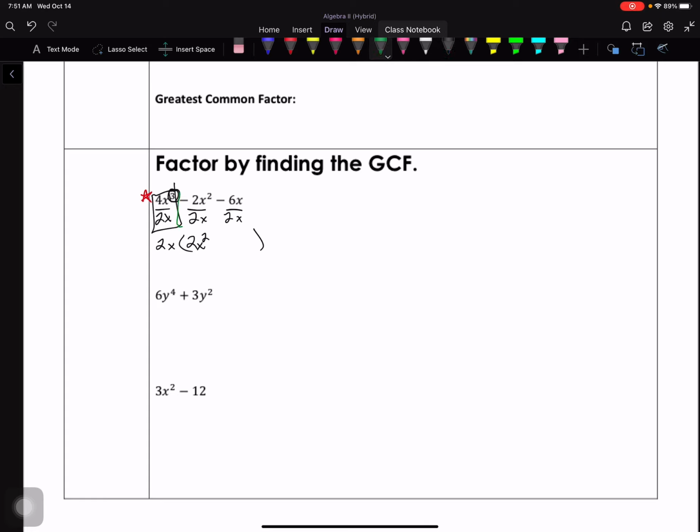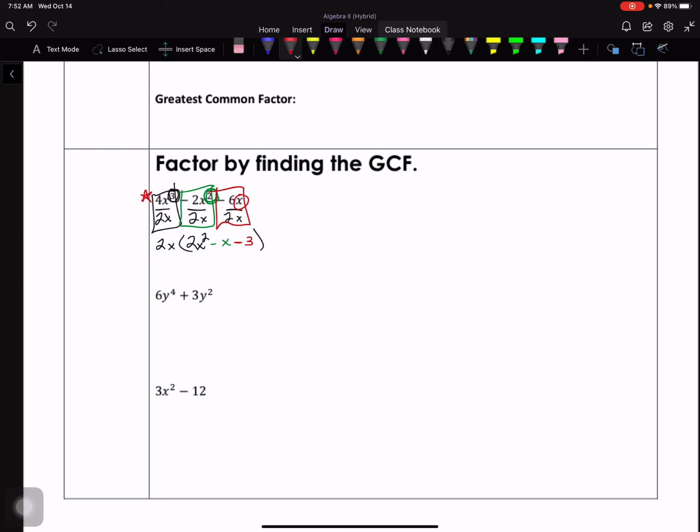Okay, right here, -2 divided by 2 is -1. I had 2 x's up top, but I'm taking 1 out, so now I'm left with 1. If you want to clean that up, go ahead. We don't need to write the 1 in there. We'll just go -x. And last but not least, -6 divided by 2 is -3. I had 1 x up here, but I'm taking 1 out, so that's it.